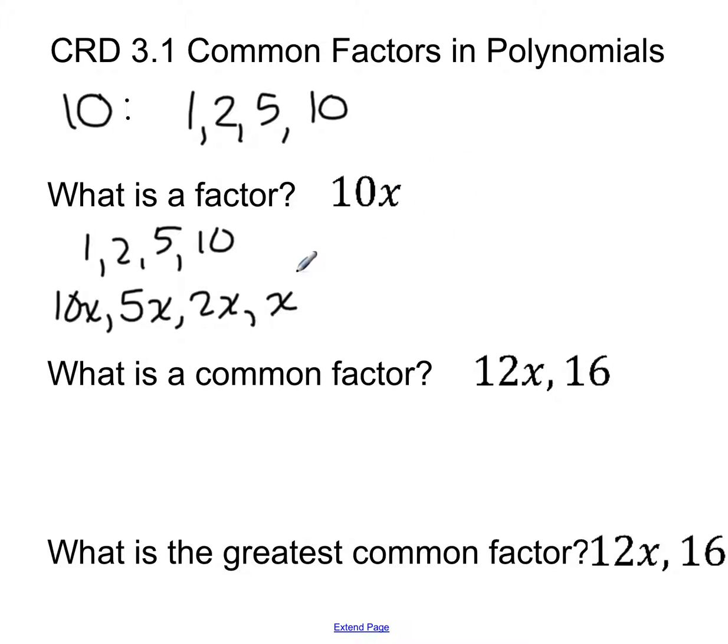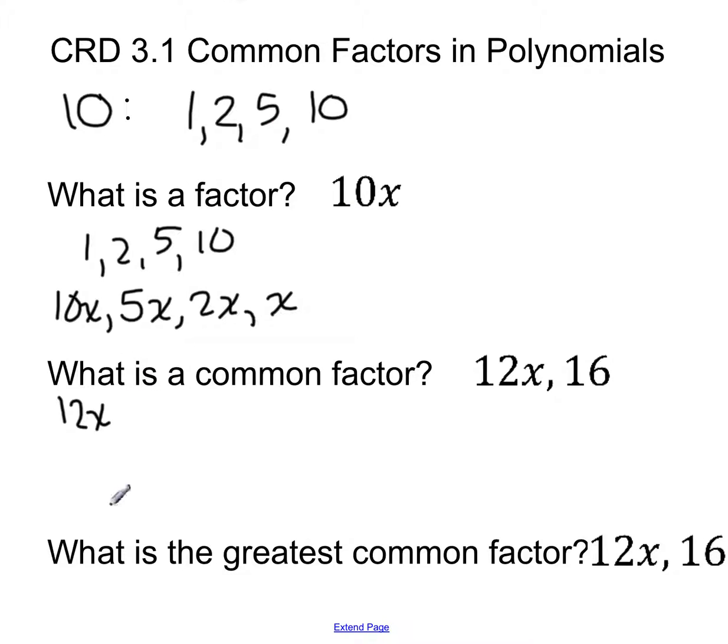If it was 10x squared, I would have an even longer list because I'd have to have an x and an x squared and those kinds of things, but we'll get to that. So if I look at two monomials, I have 12x and 16. What is a common factor? Well, if I think of all the factors of 12, I could even do a prime factorization tree if I wanted to. But I think in this case, it's going to be a little bit easier to just list it out.